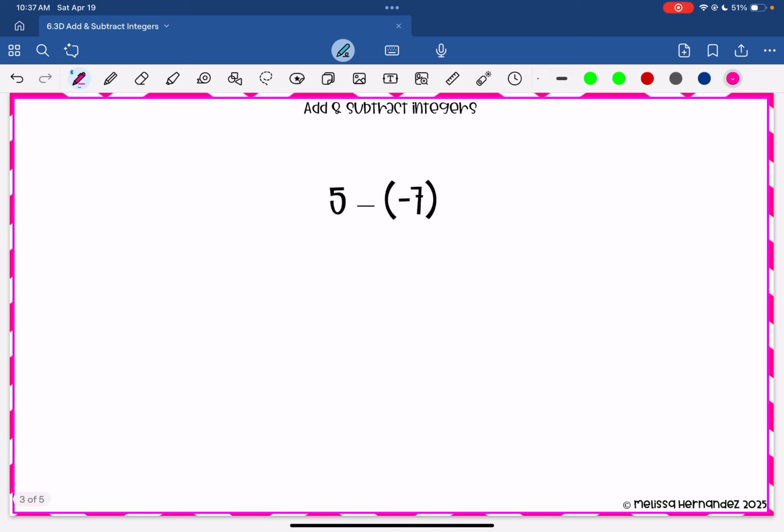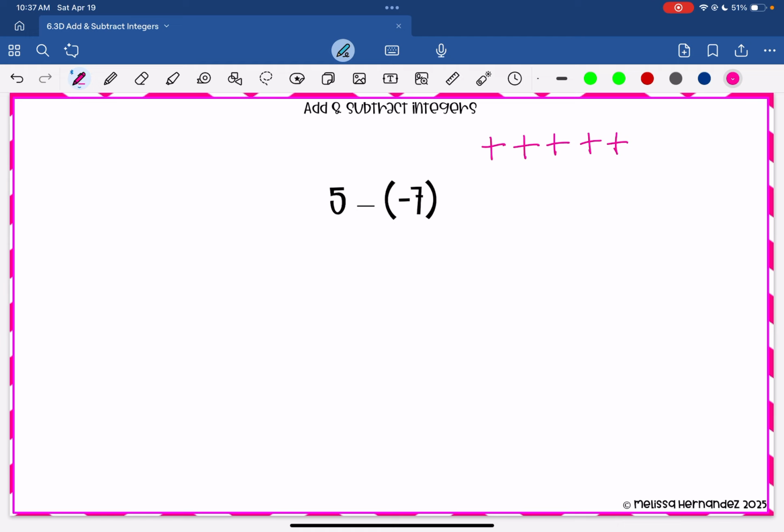All right, so we're going to look at this one. It says 5, which is positive, and we're taking away a -7, which, remember, negative is just the opposite of a positive. We're going to use 0 pairs so I can model this for you. A 0 pair is just 1 positive and 1 negative. I'm going to use counters. I have 5 positives to start with. We want to take away from this batch 7 negatives.